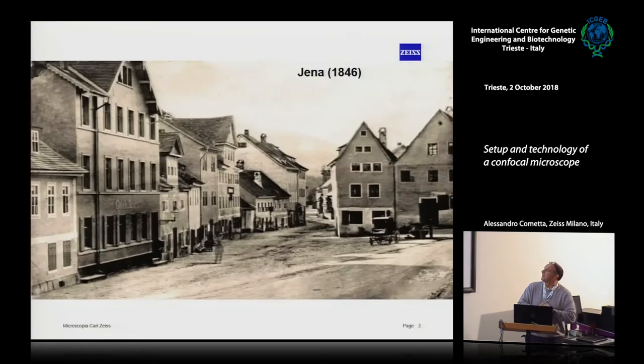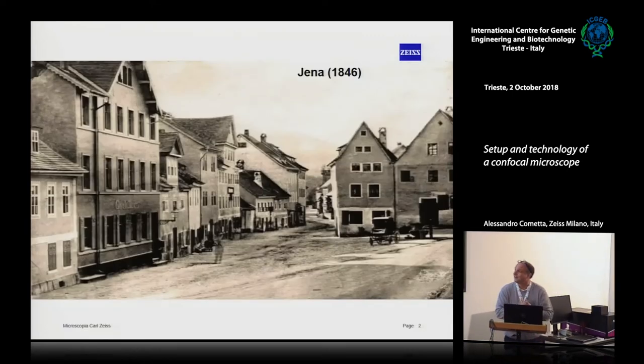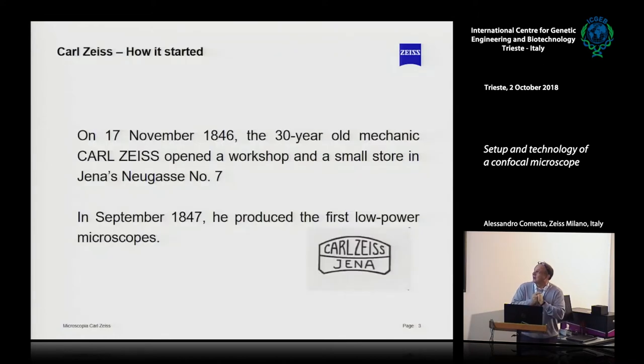So this is the first picture of Zeiss. This is a shop working for the university, selling mediums, selling tools, and so on. It was November 1846, and a 30-year-old mechanic opened this shop and produced the first low-power microscope.